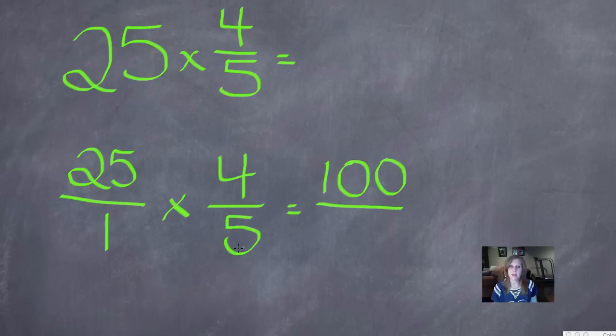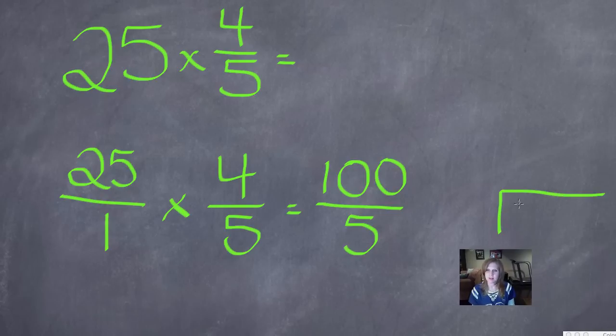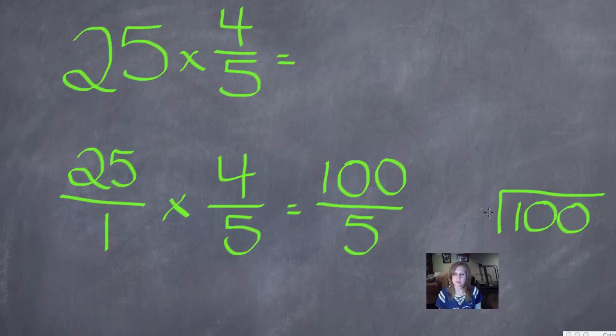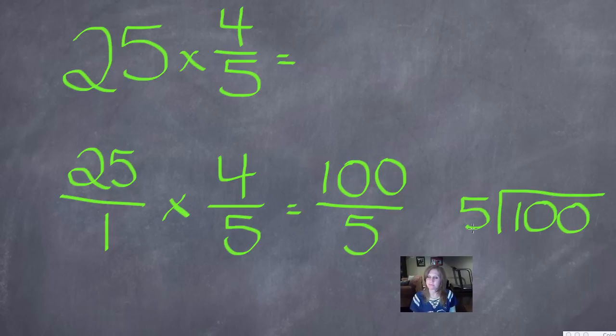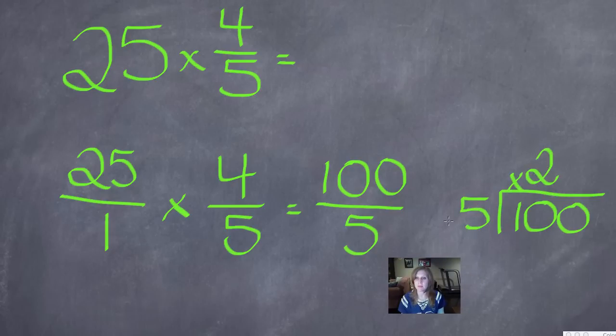And 1 times 5 is 5. But we have an improper fraction. So we're going to have to send 100 to the house, and 5's going to go knock on the door. 5 won't go into 1, but 5 goes into 10 2 times. 5 times 2 is 10. 10 minus 10 is 0.